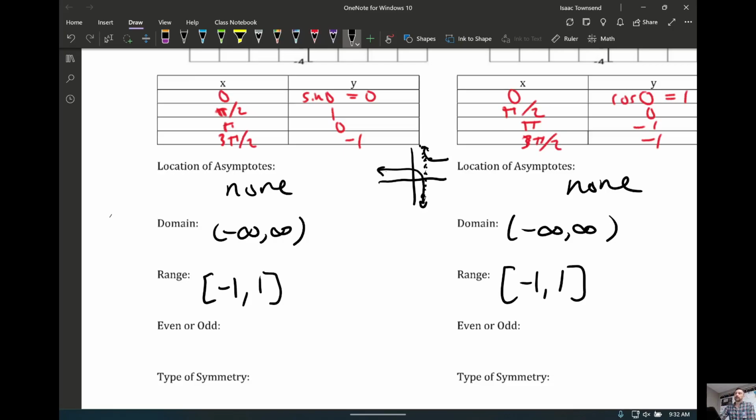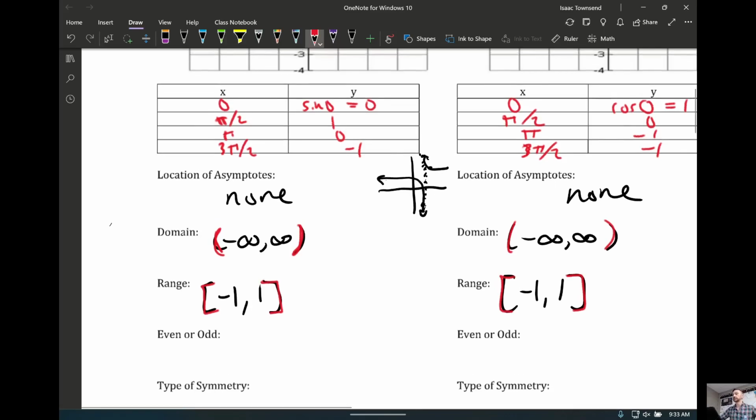Now for domain and range, these parentheses and these brackets are very important. Putting in a bracket where there's a parentheses or parentheses where there's a bracket can make it incorrect. Technically you can't ever reach infinity or negative infinity, so those are always parentheses. On these graphs, you can actually reach a y value of 1 and reach a y value of -1. So since we can reach those values, we need to include them, which is brackets.